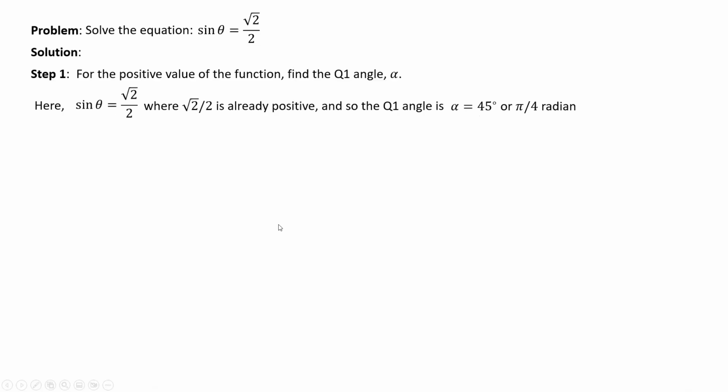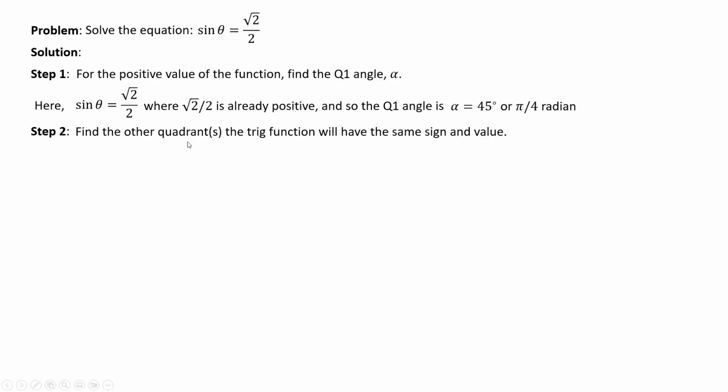Now, this is alpha we solved. We didn't solve for theta. But check this out. Now, find the other quadrant or quadrants where the trig function will have the same sign and value. All I'm asking here is to focus on just finding the quadrant in which sine theta is again square root of 2 over 2. Which quadrant? This is positive square root of 2 over 2. Sine is positive in the second quadrant. So, the answer is the second quadrant.